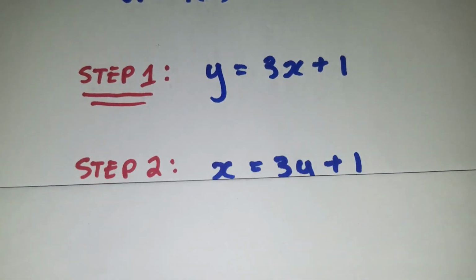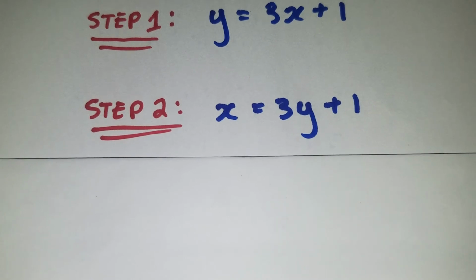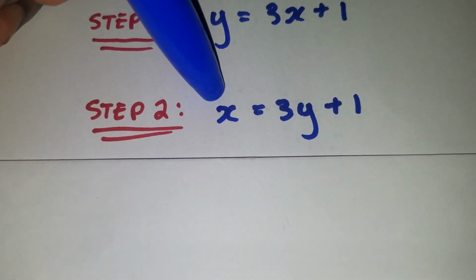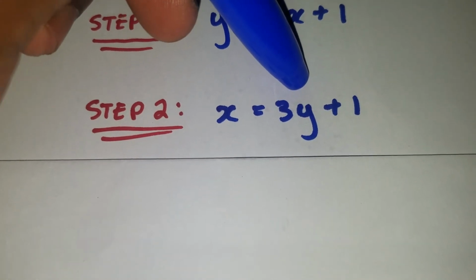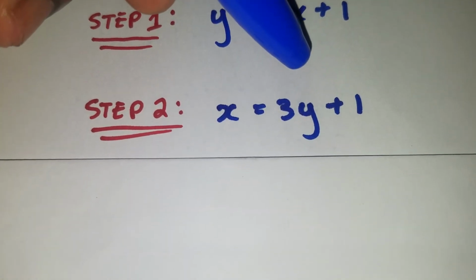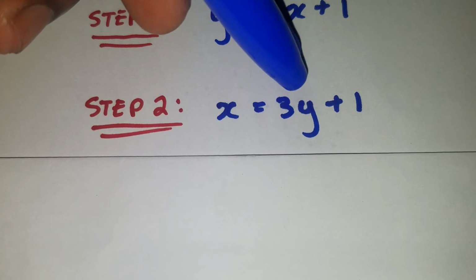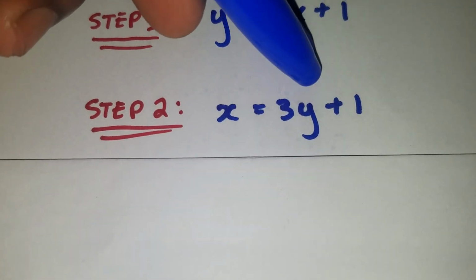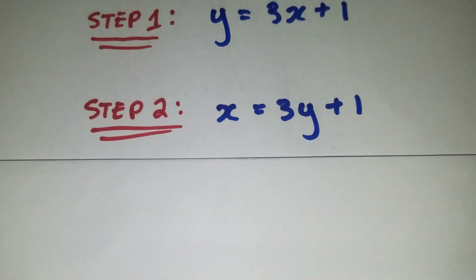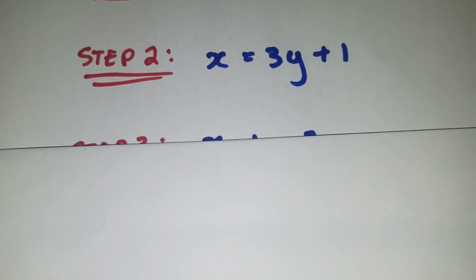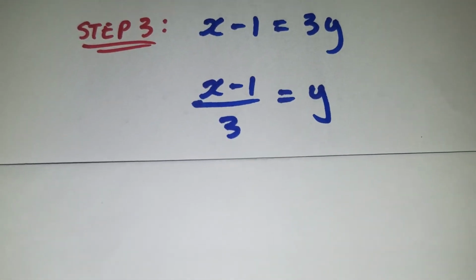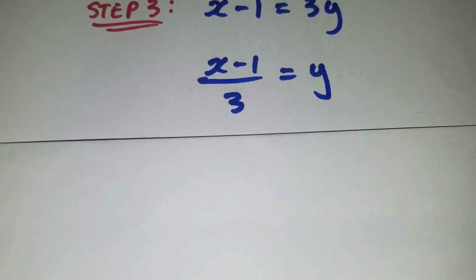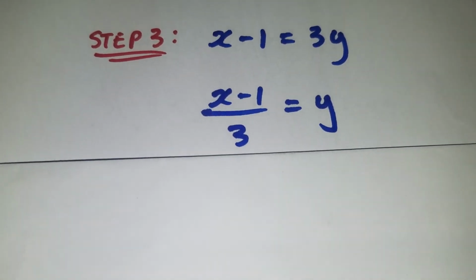That would be step 2. So we now have x where y was, and we now have y where x was. Now from here, we are going to transpose until we have y as the subject of the formula. So all we're going to do is our balancing and our regular transposition. So step 3 is to get y as the subject of the formula.